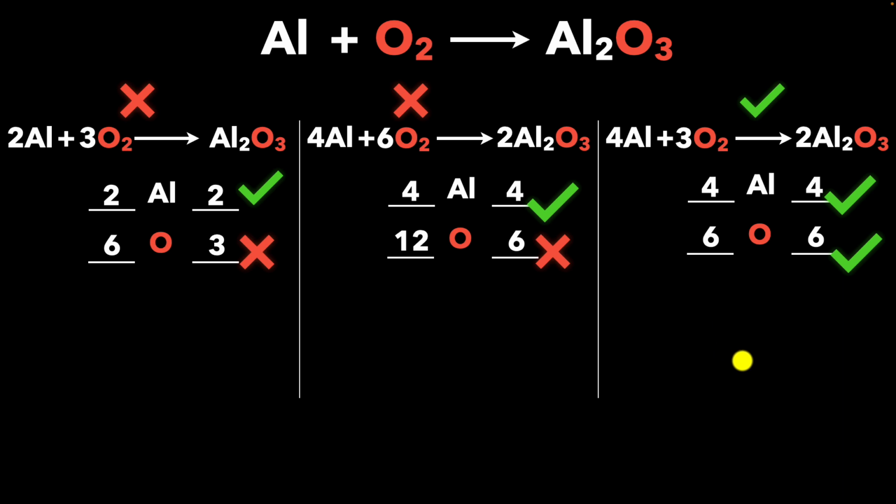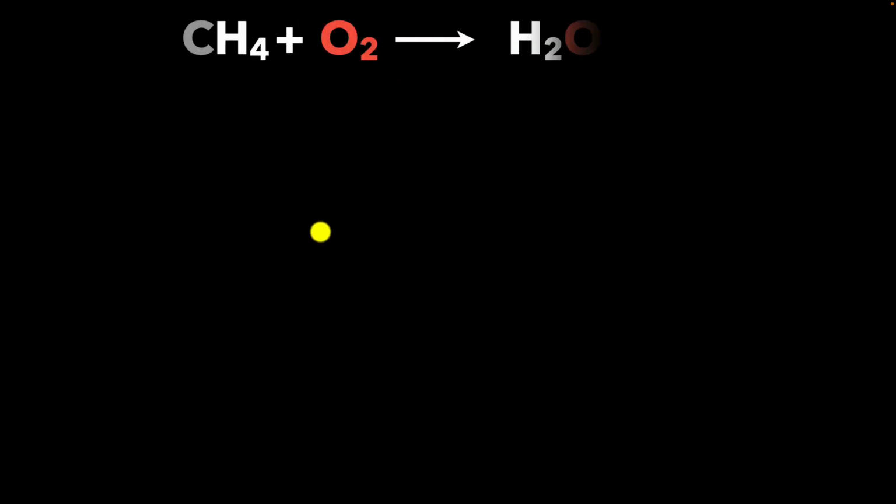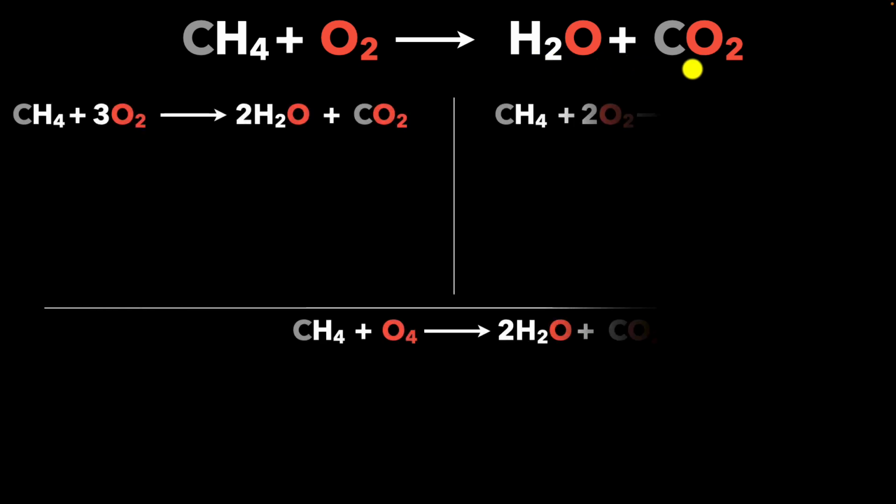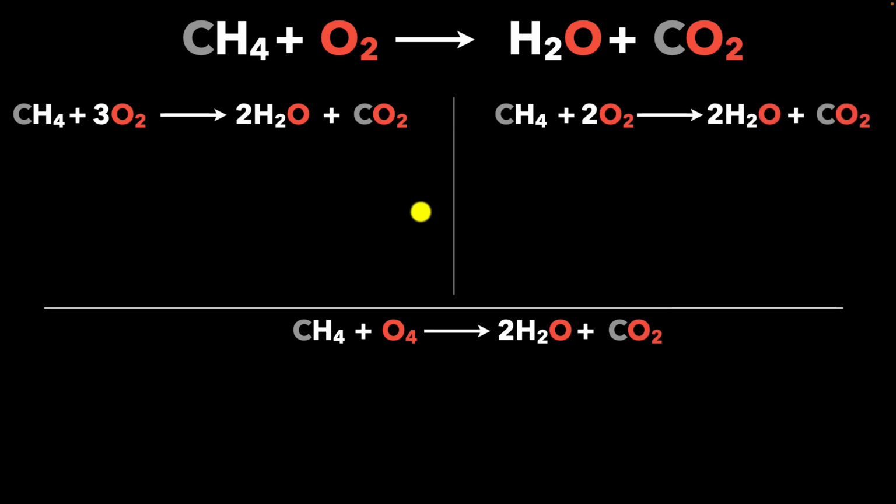All right, let's move on to the next one. On to the last one. We have methane reacts with oxygen to produce water and carbon dioxide. Ooh, this one's a doozy. So again, we have 3 samples and we have to check which of them is balanced.